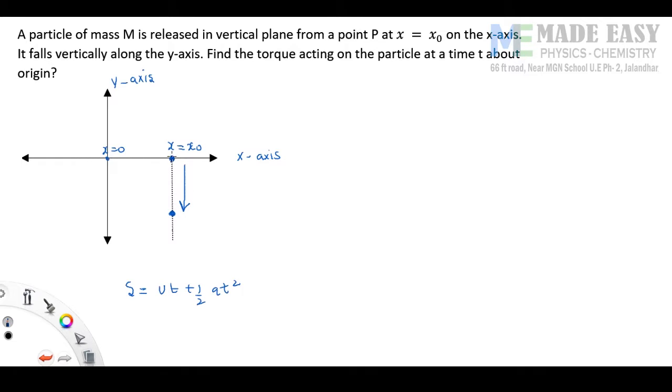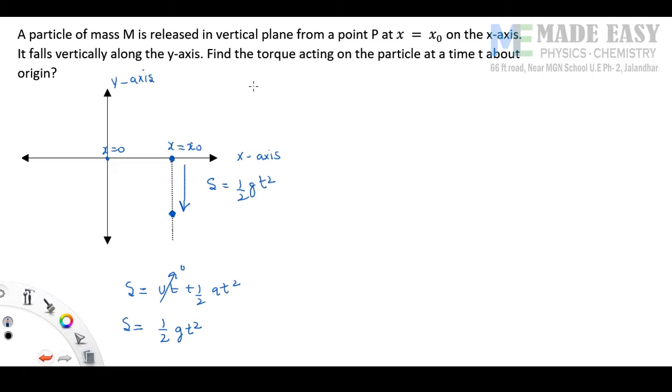Initially it was released from here, so the initial velocity you can take to be 0. So the distance it will travel in time t is going to be half, acceleration being g, t square, right? So in time t, it will fall the distance half g t square, right? So after time t, the particle will be here. So now you have to find the torque acting on the particle after time t, right?